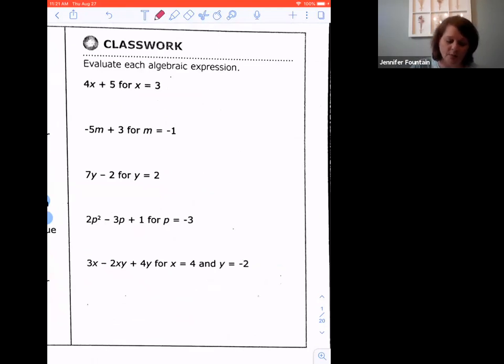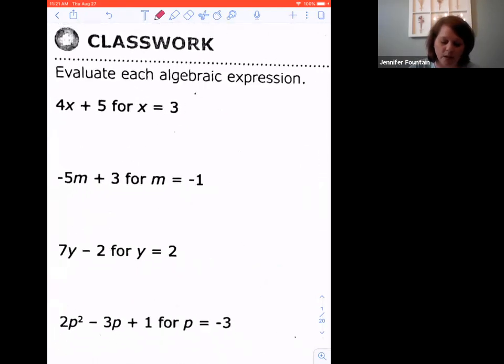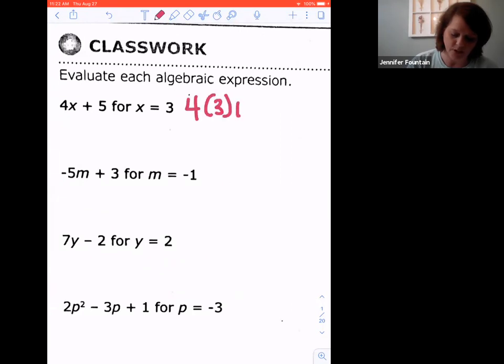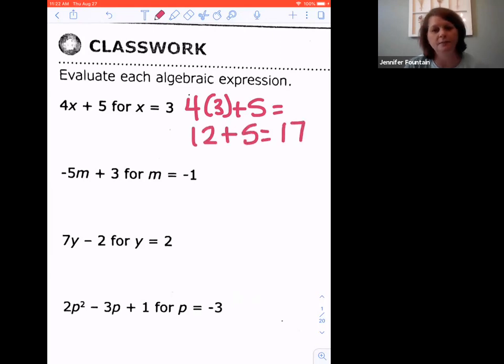We talked about how when I rewrite my problem, I want to plug in my variable in parentheses. So I'm going to write 4 times (3) plus 5. I put my 3 in parentheses, which is especially helpful when I'm dealing with a negative. Order of operations tells me I'm going to multiply, then add. So I'm going to have 12 plus 5, and that will equal 17.